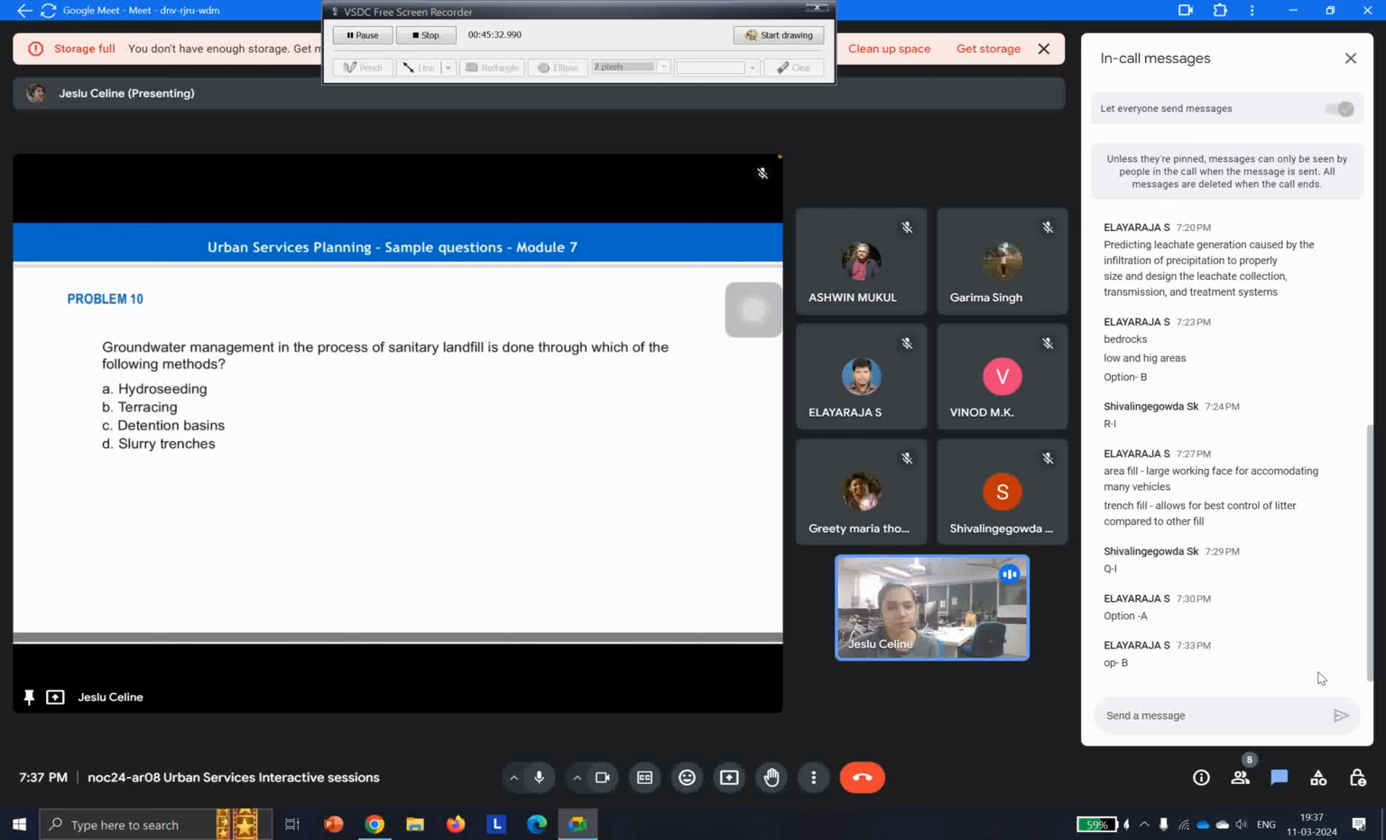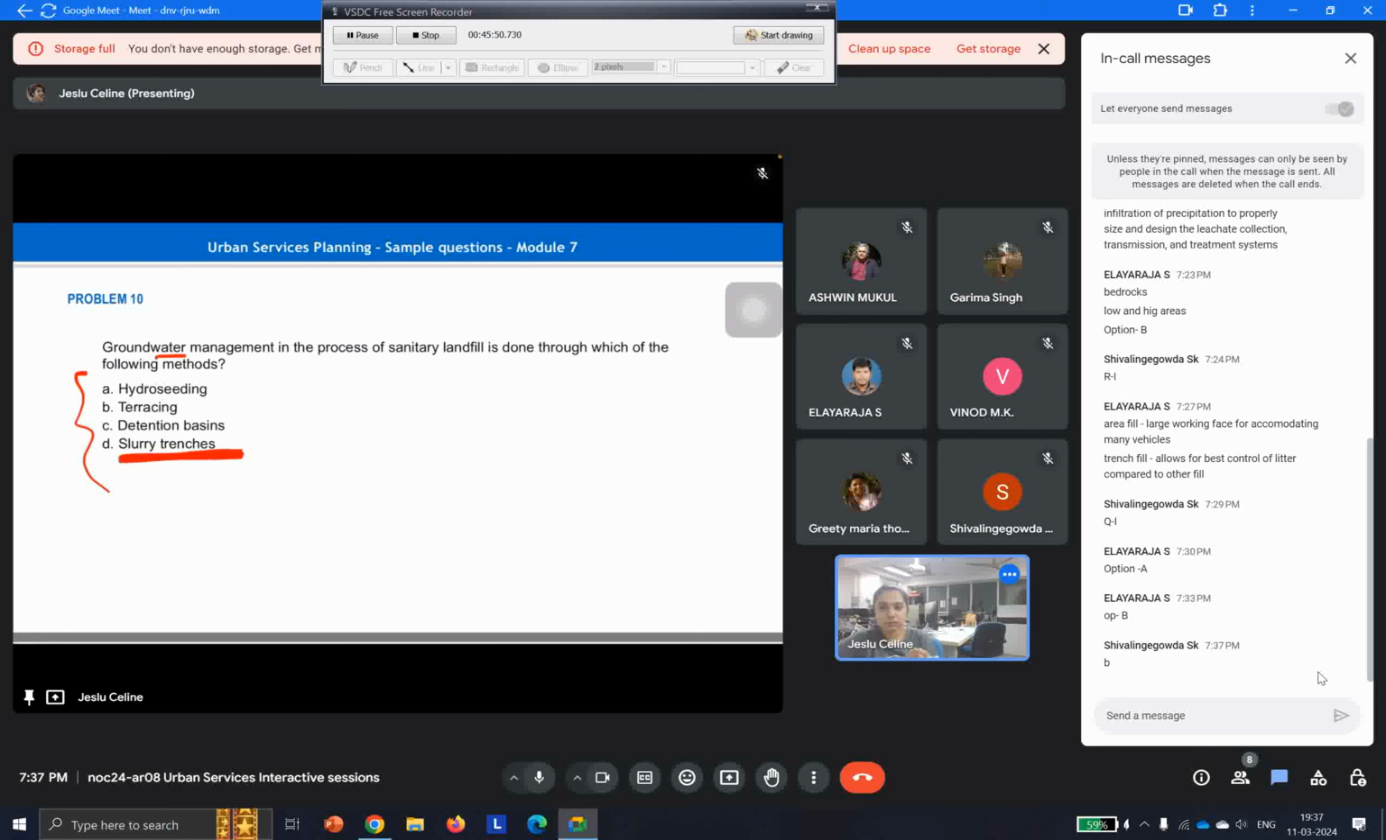Option B, I don't think that's it. So anybody, any answers for this question? Yeah, so among these options, slurry trenches are usually used in order to manage the seepage, or to manage groundwater. Okay, somebody said B. No, B is terracing. So terracing is a method by which we manage water, but it is for surface water. It is not to manage seepage of leachate into the groundwater.